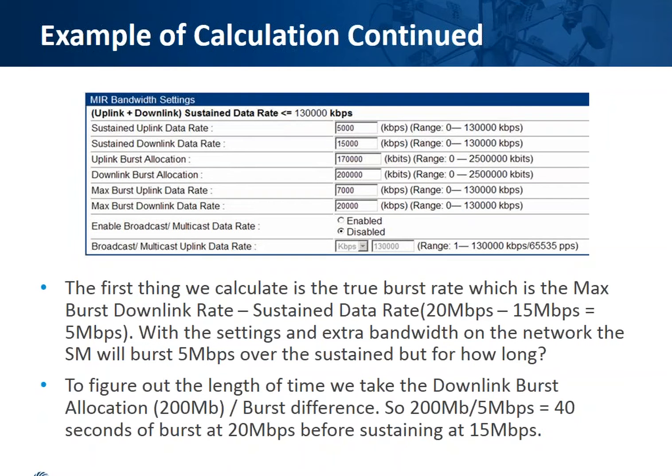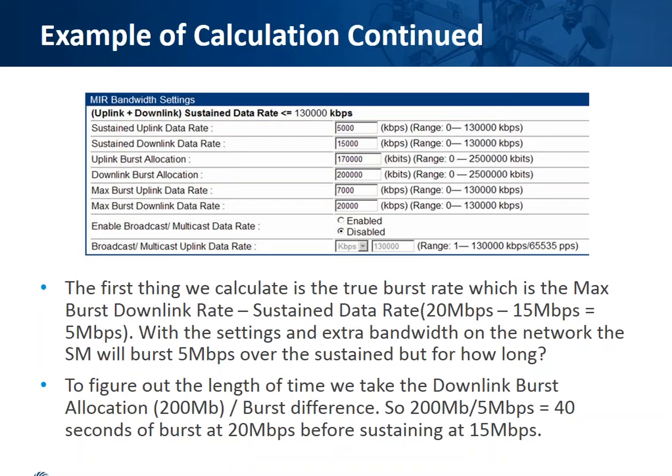So based on these settings, the first thing that we need to calculate is the true burst rate. The way that we figure that out is we take the maximum burst rate in the downlink, which is set to 20 megs, minus the sustained data rate, which is 15 megs, which gives us 5 megs for bursting. You have to remember that we already have provisioned in the pipe 15 megs for sustained rate, and for the bursting we're going to make that pipe up to 20. So the difference is going to be 5 megs. With the available resources on the network and the right RF settings and conditions, your SM will burst 5 megs over your sustained rate.